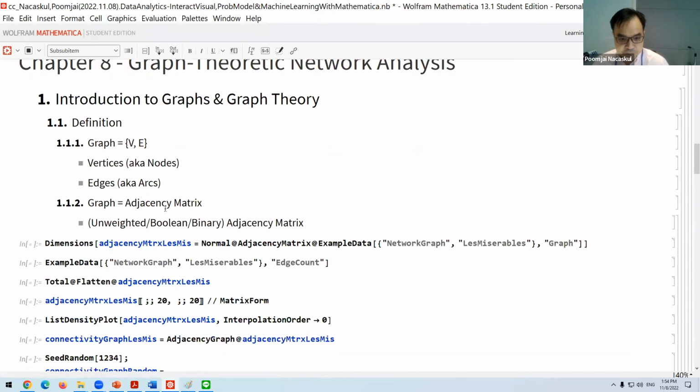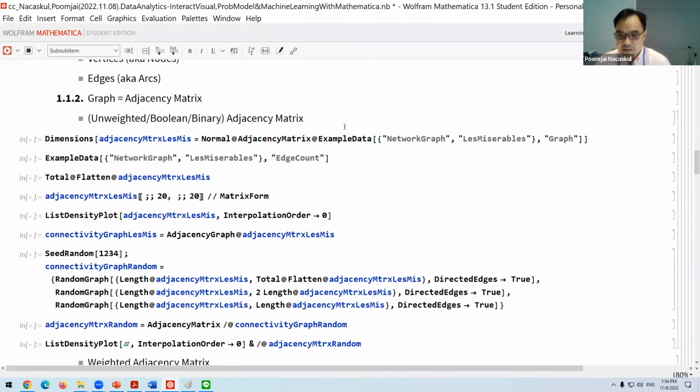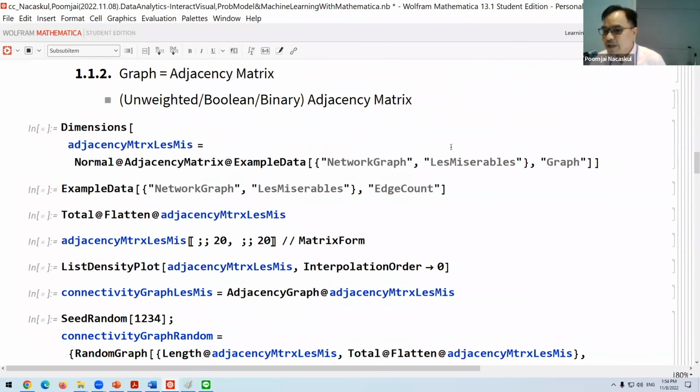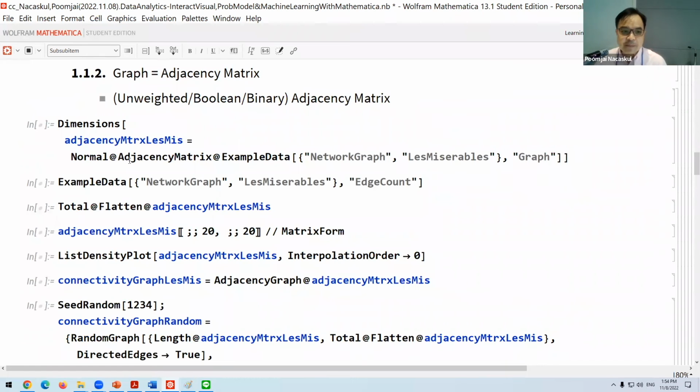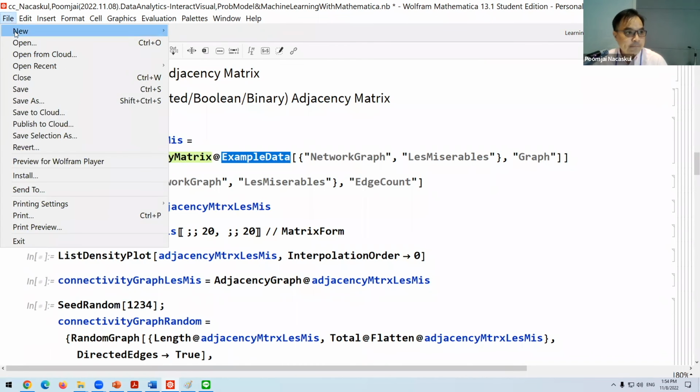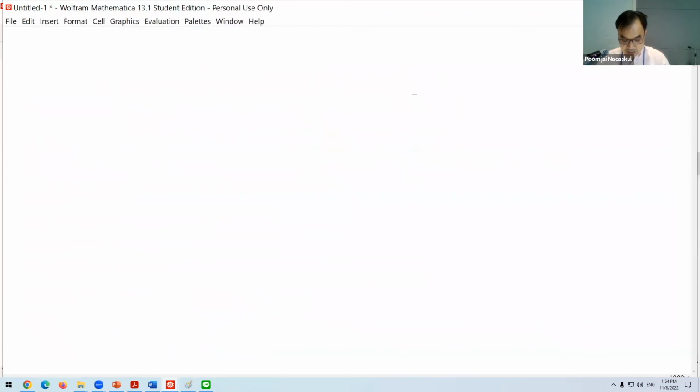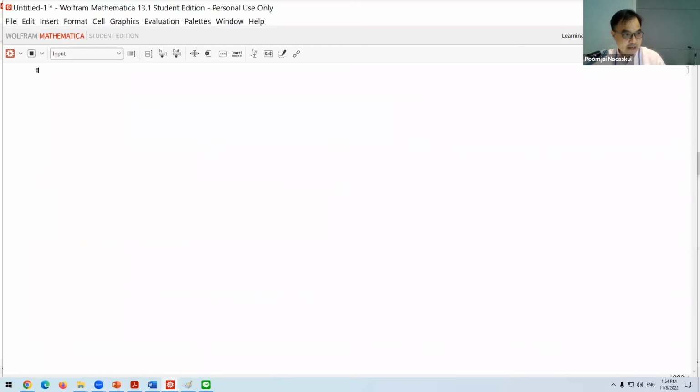Now, you can work with any data set. I just happen to choose this one because I think it demonstrates all the concepts that I want to show. So this is from example data. In fact, you guys remember that if you go to example data.